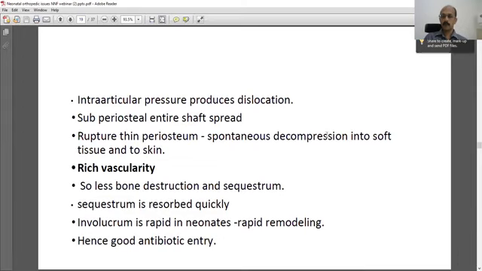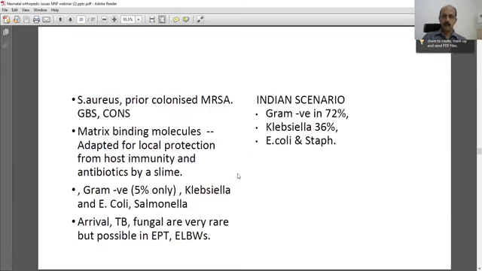So chronic osteomyelitis is lesser because of this reason, and also because of the rich vascularity, the sequestrum which is formed because of the bony destruction is easily resolved, and bone destruction is also lesser. And involucrum, which is the formation of new bone, is also very rapid in neonates. This leads to rapid remodeling, and also this rich vascularity helps in good antibiotic penetration, antibiotic entry into the area, and so it's quite treatable if it is picked up early. So here, this calls for an urgent diagnosis and immediate management so that we don't allow for long-term morbidity.